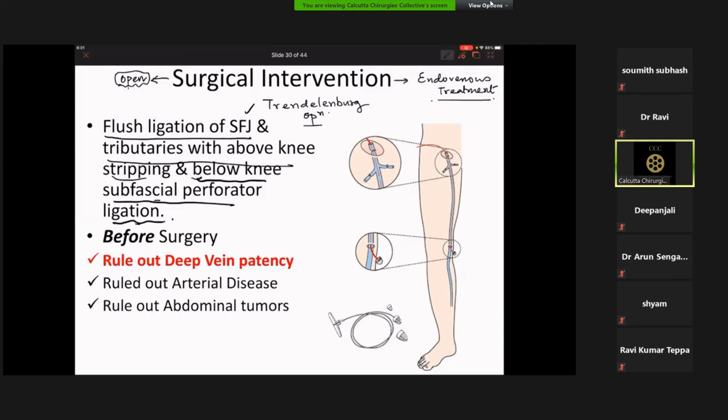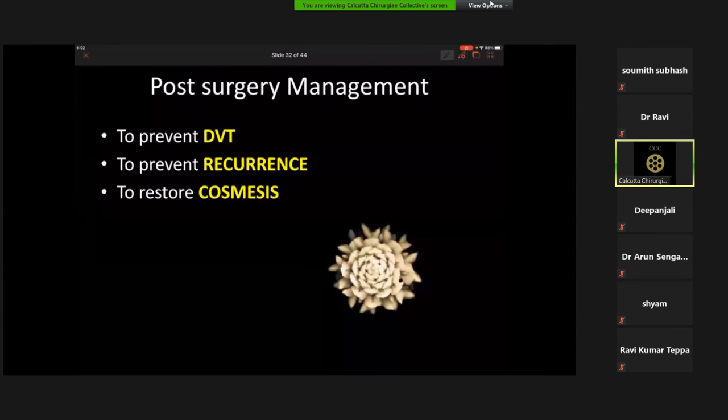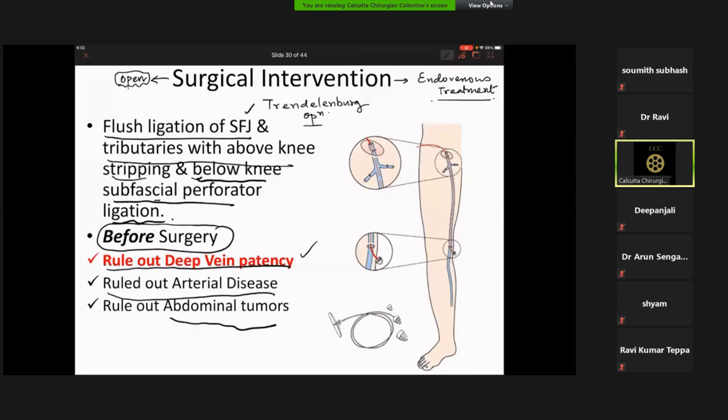Now, what is important is that before you proceed for a surgery or a radiofrequency ablation or an EVLA, always rule out that the deep veins are patent. Always rule out that there are no coexistent arterial problems and that there is nothing bad in the abdomen. So this is all that is important about this point. We'll not talk about endovenous treatment, time is short. So this completes your discussion about varicose veins.